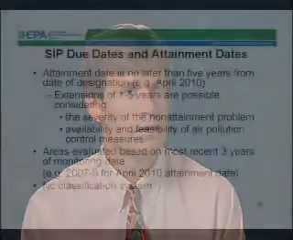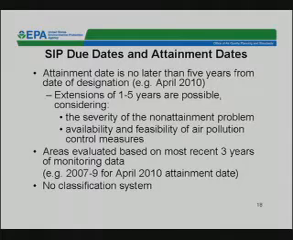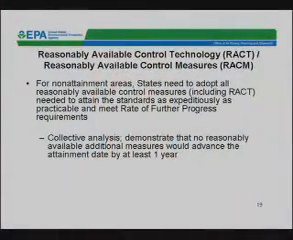and 9. Under the Fine Particle Implementation Program, there is no classification system as there is for ozone. The Fine Particle Program is implemented under Subpart 1 of the Clean Air Act, which provides more general provisions, but the final rule did not include a classification system. So for non-attainment areas, states need to adopt all reasonably available control measures, including reasonably available control technology, needed to attain the standards as expeditiously as practicable and to meet rate of further progress requirements.